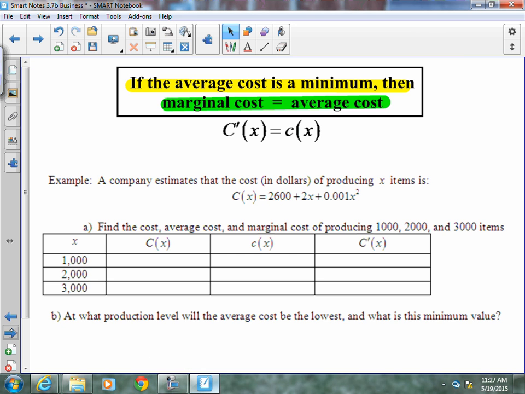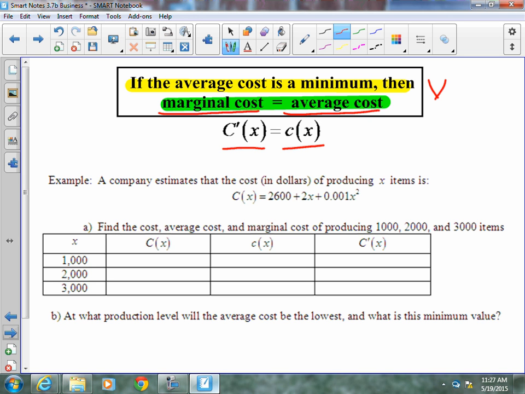So, let's talk. If average cost is a minimum, to find minimum average cost, and you can memorize it, we have to set marginal cost equal to average cost. Marginal cost equal to average cost. Now, to do that, we can use our calculator. In Y1, put C of X. In Y2, put C prime of X, or the derivative. You might have that saved in Y2 already.